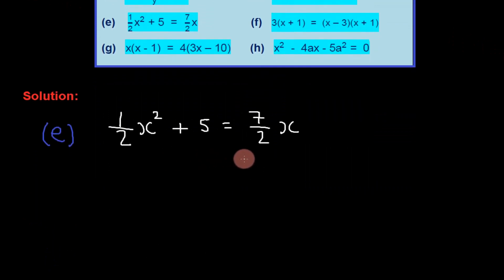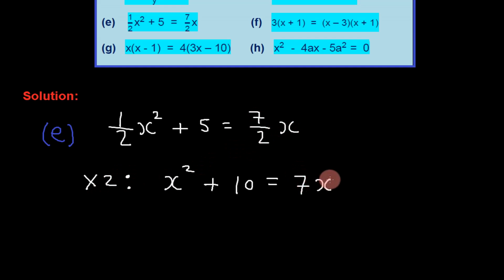We have fractions in this equation, so we're going to multiply through by the LCD to get rid of them. So here, 2 times a half is 1, so the 2's cancel here. 5 times 2 is 10. And on the right-hand side, 7 over 2x times 2, the 2's cancel as well, and we're left with 7x. Now we can bring everything to the left-hand side. And we can use the cross method now.